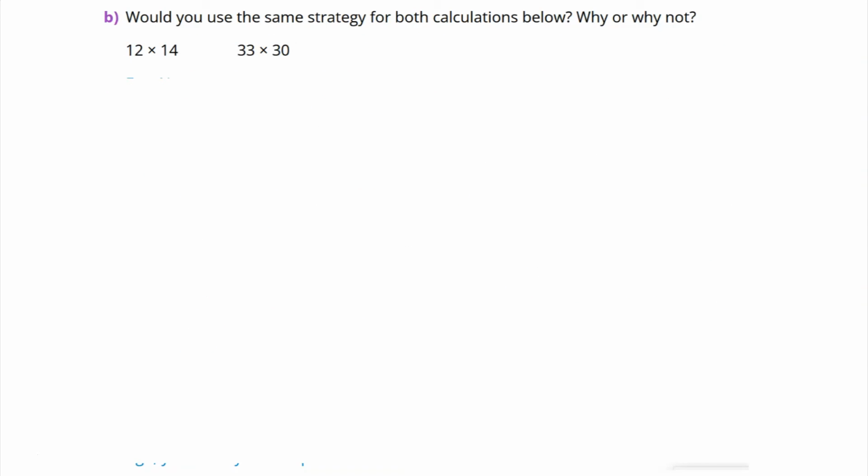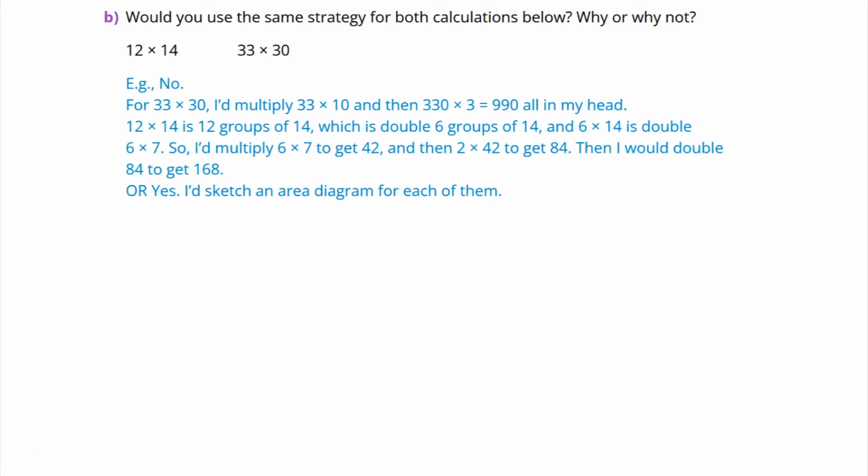Would you use the same strategy for both calculations before, and why or why not? So the short answer is no. So for 33 by 30, you can multiply 33 by 30 fairly easily because you can see that that's the same as 33 times 3 times 10, right? We've just broken the 30 up into the 3 times 10. So 33 times 3 is fairly easy. That's 99. And then you're multiplying by 10, which then just adds another 0. So you end up with 990.